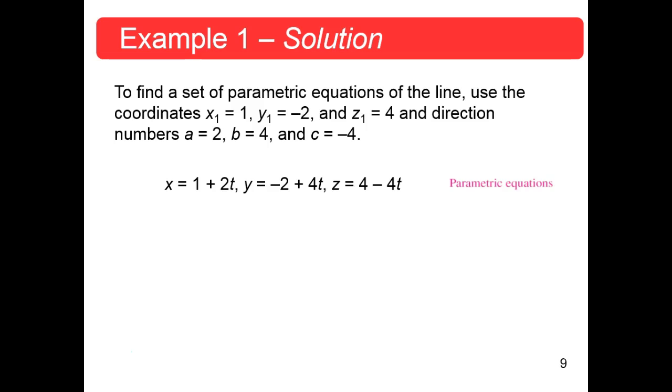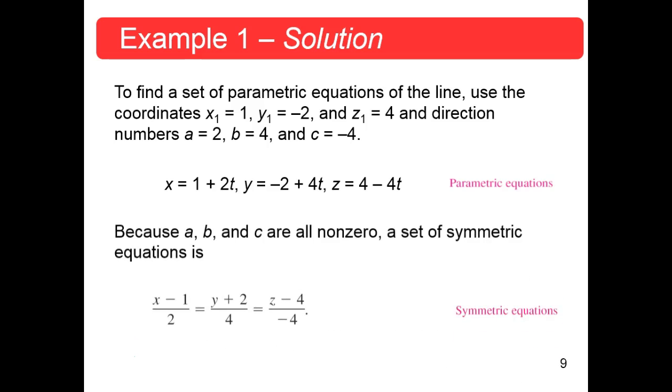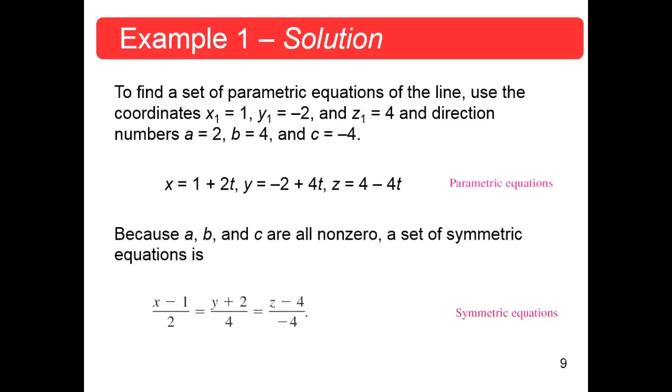Now, equating all these t's together, which, if we go back to the form I said originally, this already was x minus 1 divided by 2 is equal to y plus 2 divided by 4 is equal to z minus 4 divided by negative 4. Those are your symmetric equations.